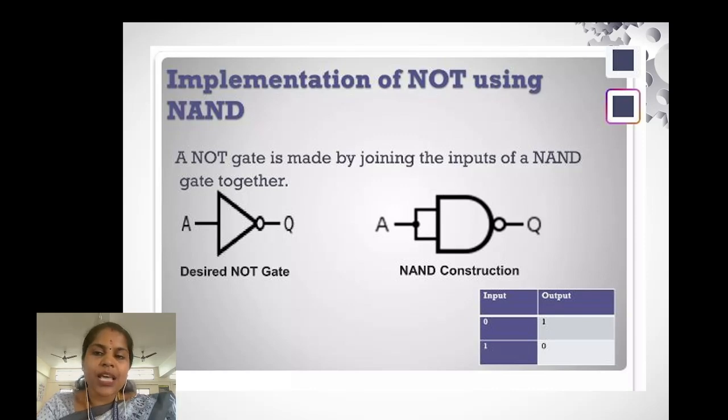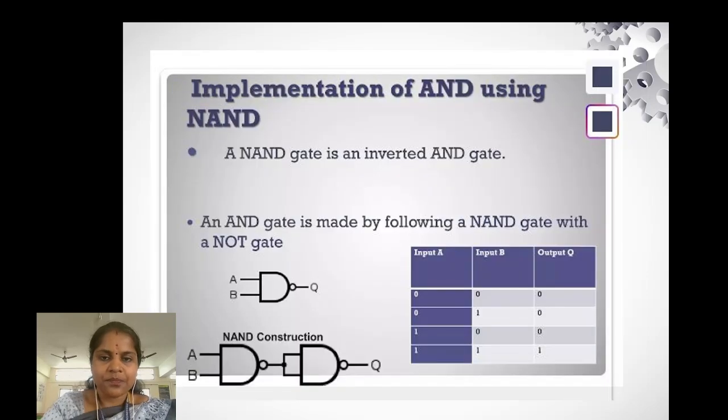Looking at the truth table I have given in this slide, when input A equals 0, the output is 1. When input A equals 1, the output is 0. This matches the behavior of an inverter or NOT gate. Therefore, a NAND gate can function as a NOT gate simply by connecting its two inputs together. From this slide, I can say NAND can produce inversion without requiring a separate inverter.